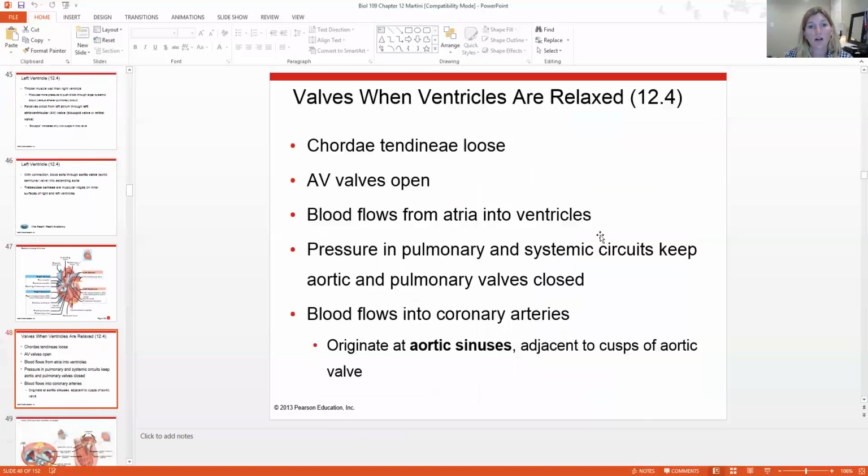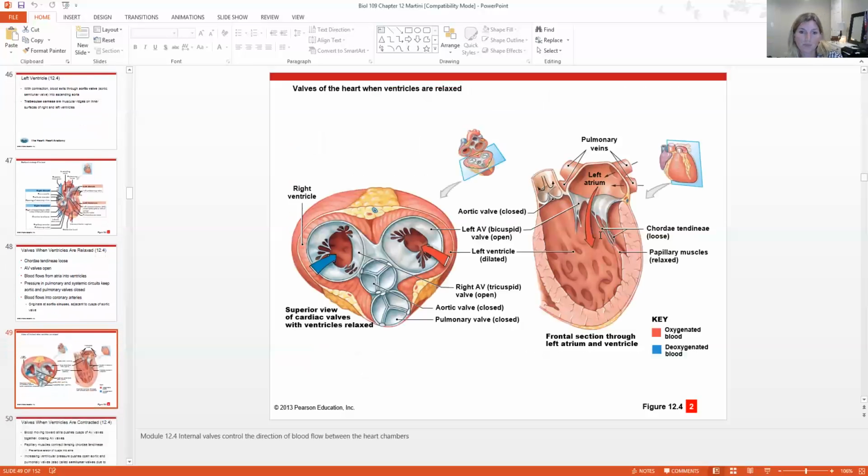What happens to the valves when the ventricles are relaxed? Basically, the chordae tendineae are loose, the AV valves are open, and the blood flows passively from the atria to the ventricles. It's just draining right on down because of gravity. There's pressure in the pulmonary and systemic circuits to keep the aortic and pulmonary valves closed, and blood flows into the coronary arteries, again, when the ventricles are relaxed. They originate in the aortic sinuses, as I mentioned, which is just next to the aortic valve, where that backflow would occur.